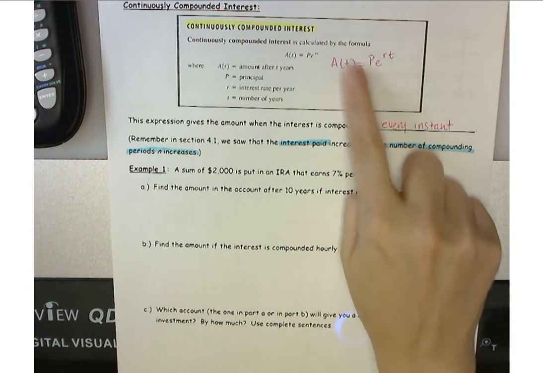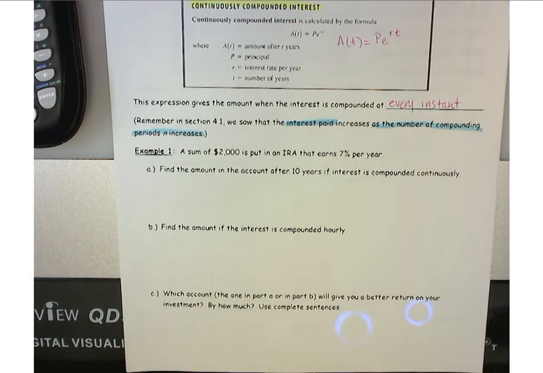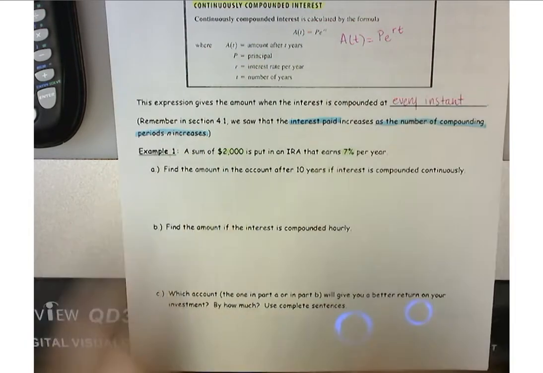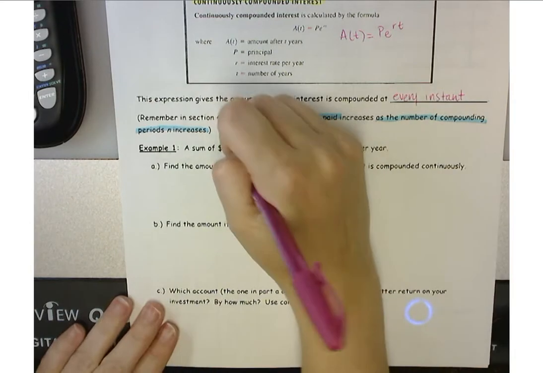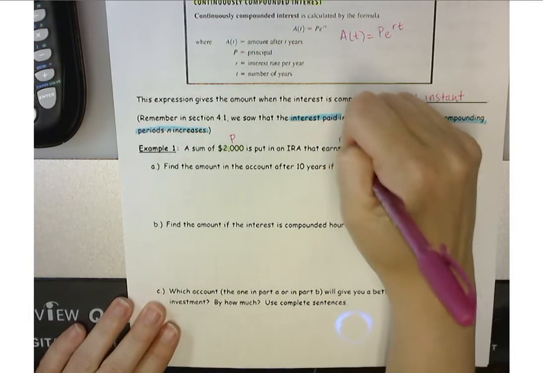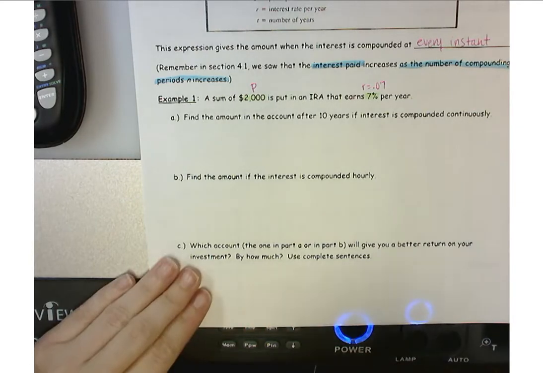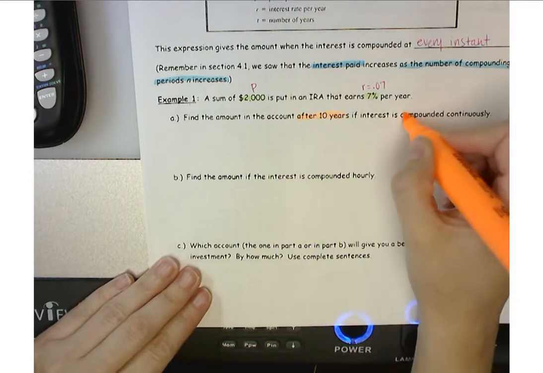You will have the two equations at the top of your quiz tomorrow, but they just won't be labeled, so you'll have to know when you're going to use it. For our first example, we have $2,000 that is put into an IRA that earns 7% a year. So 2,000, 7%. Just like we did yesterday, I like to label: this is my principal, this means my rate is 0.07. And then I have to find the amount in the account after 10 years if the interest is compounded continuously.